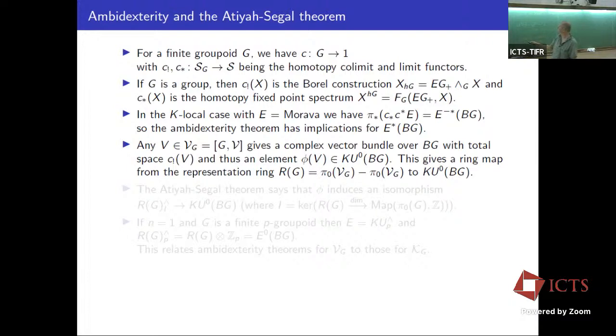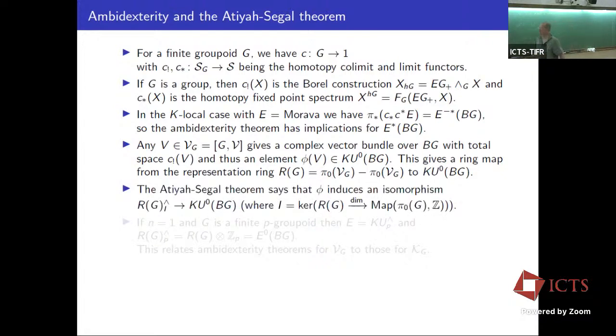So remember, RG is virtual representations, kind of formal differences of representations, but this KU upper 0, that's a ring, so you can subtract. So you've got a formal difference, V minus W, you apply phi to it, phi of V minus phi of W as an element in this thing here. Okay, so we've got a map here from RG to KU upper 0 BG.